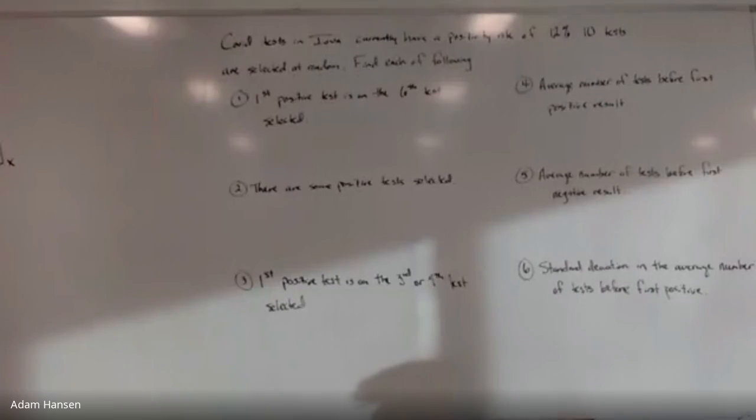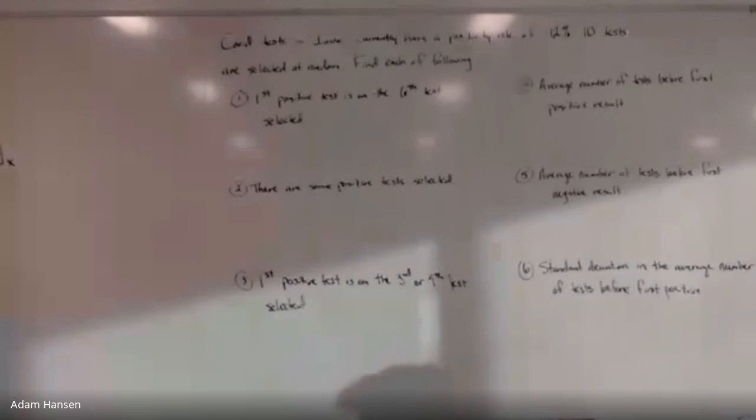We currently have a positivity rate of 12%. So that means that 12% of all COVID tests that were analyzed were positive. We select 10 tests at random, find each of the following. Okay. So what is the probability that the first positive test is on the 6th test selected?